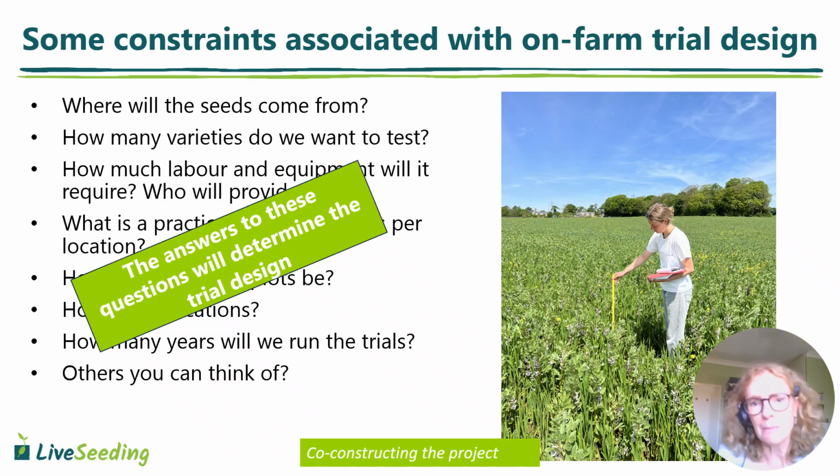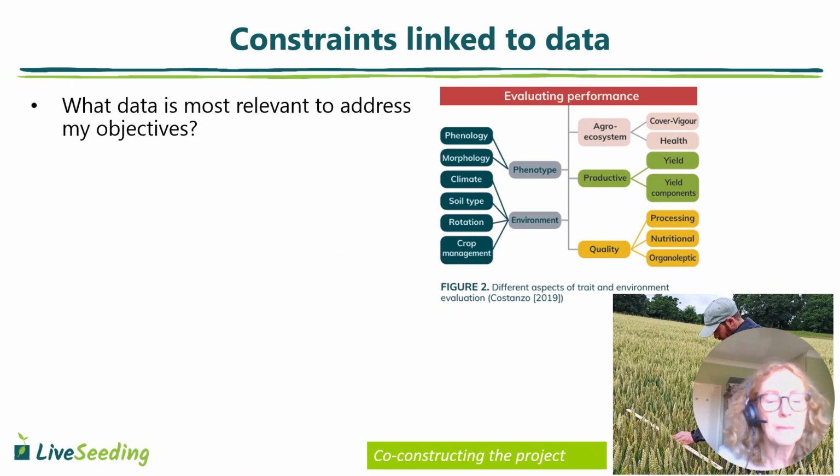And objectives really can be framed as questions. So sometimes we call those research questions. There may be constraints linked to data. So again, farmers and researchers might want to collect data on everything. They might think it's really interesting to look at weed populations and ecosystem service delivery and all these sorts of types of data like I've listed here. Phenotyping, morphology, phenology is one that we sometimes refer to. Phenology being, you can see here, the timing of when the varieties reach certain growth stages.